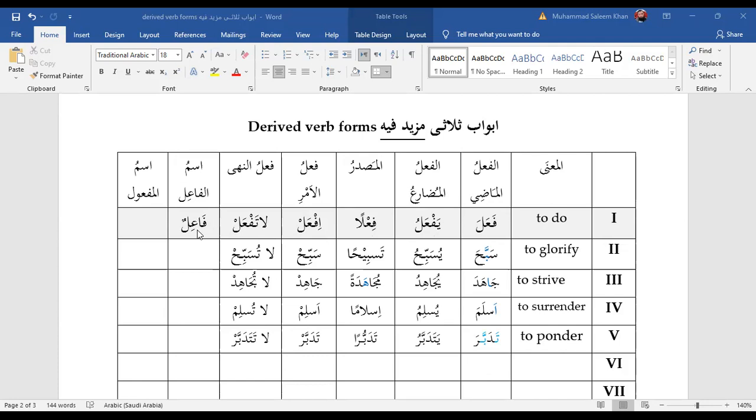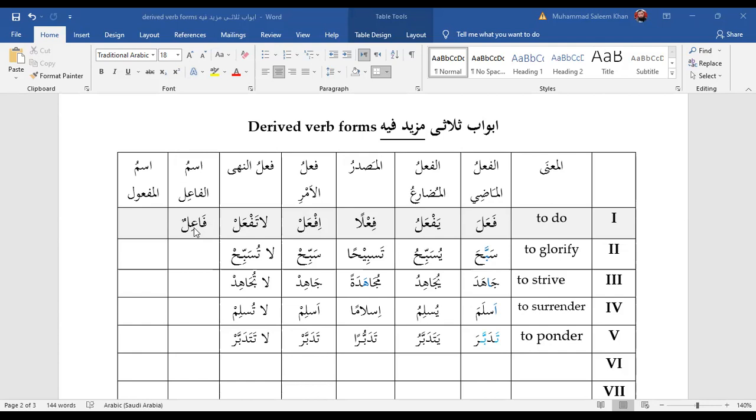For example, we say dhahaba bilalun, kharaja muhammadun. So when we say dhahaba bilalun, dhahaba is the verb and bilalun is the fa'il. Is bilalun on the wazn of fa'ilun? No. So the doer can be any noun, doer can be any person.